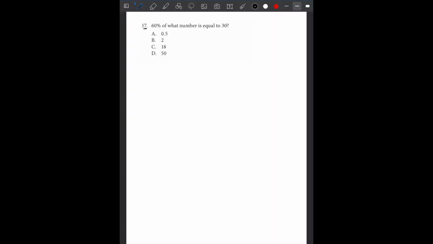So for number 17, it reads, 60% of what number is equal to 30? With that, we would have to figure out what order of operation we're going to be doing. And we're basically going to be doing division, because we want to figure out what number is equal to 30, being it's 60% of that number. So we have to find this missing number, and we're going to want to solve this problem like this.